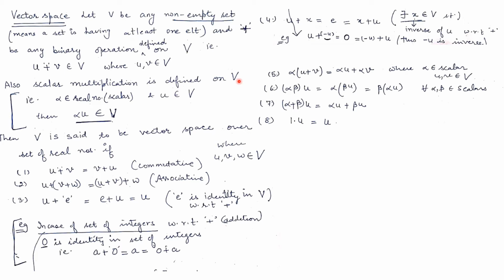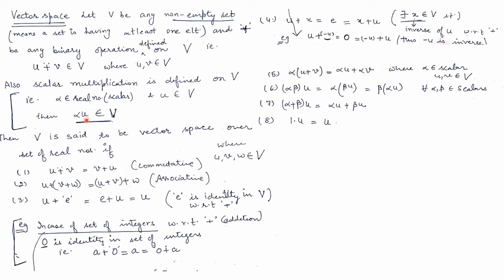Now for example, let's suppose we have the set of real numbers. Let's suppose V is our set of real numbers, and 2 is any member. If you take any real number and multiply with a real number, again you will have a real number, right?